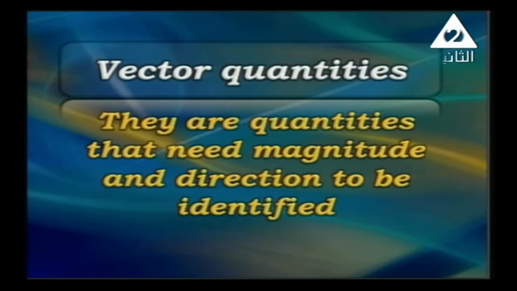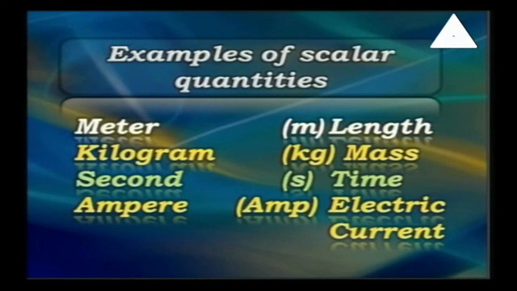We have many examples to make the comparison between them. So we have examples of scalar quantities. We have meter, the measuring unit of length, kilogram, the measuring unit of mass, second, the measuring unit of time, and ampere, the electric current, for example. What are the concepts here? Length, mass, time, electric current, anything like this. It needs just the value: how many meters, how many kilograms, how many seconds, how many amperes. I don't need anything else about this.